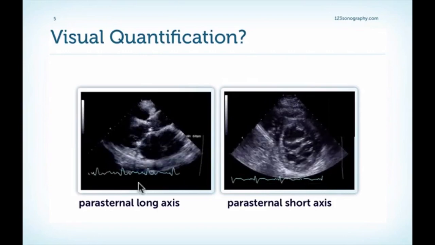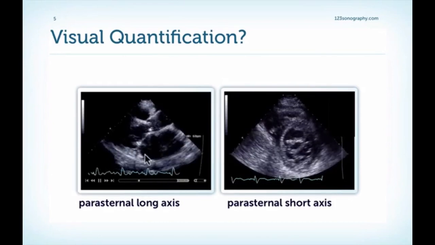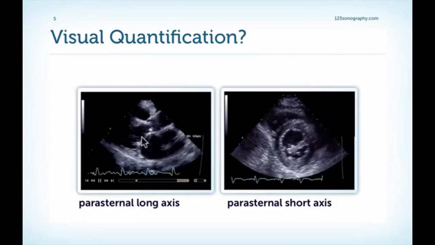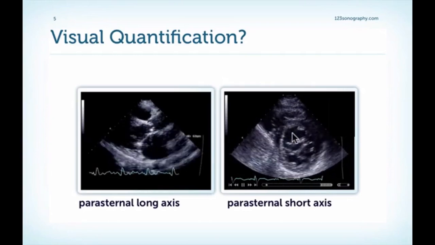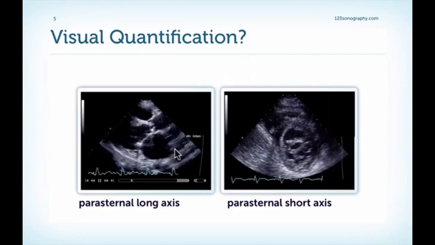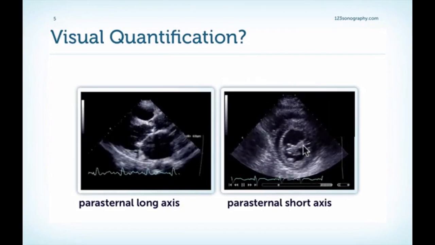In the long axis view, we nicely see the separation of the leaflets. However, we do not know where we cut the valve. Did we cut it more in the commissural region, or did we cut it more here in the middle? So the degree of separation also depends on where we cut the valve.